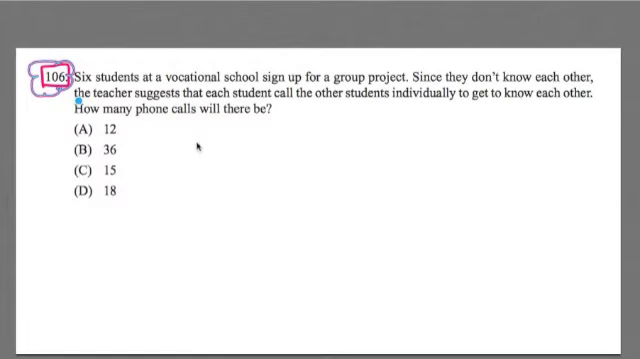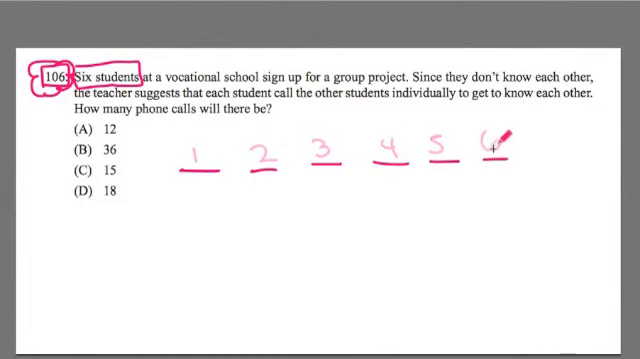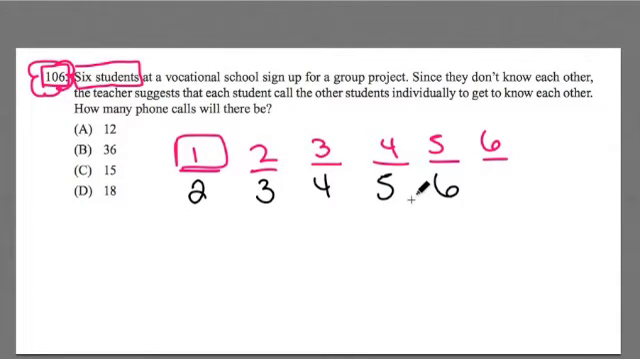All right. The first thing I want to try and do is organize the information. So first, I have 6 students. I might write them down here as 1, 2, 3, 4, 5, 6. If we start with person number 1, how many calls is person number 1 going to make? Who are they going to call? Well, person 1 would have to call 2, 3, 4, 5, and 6. And then they'd be done with the calls.